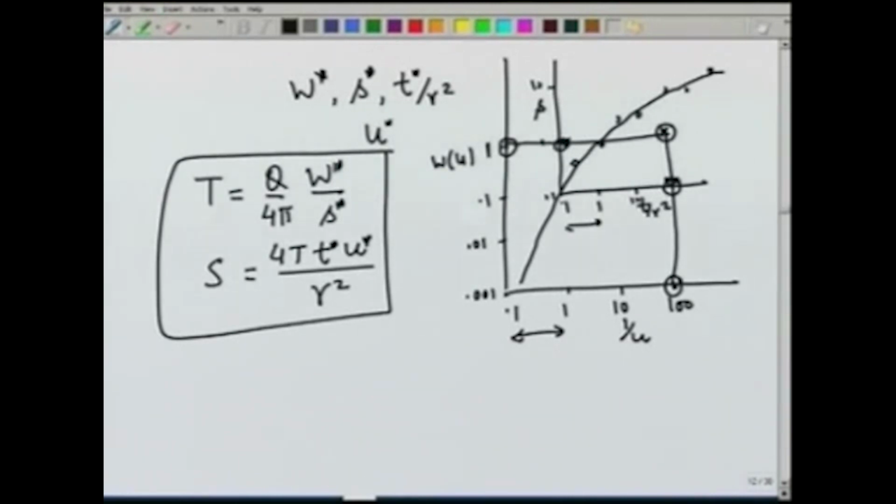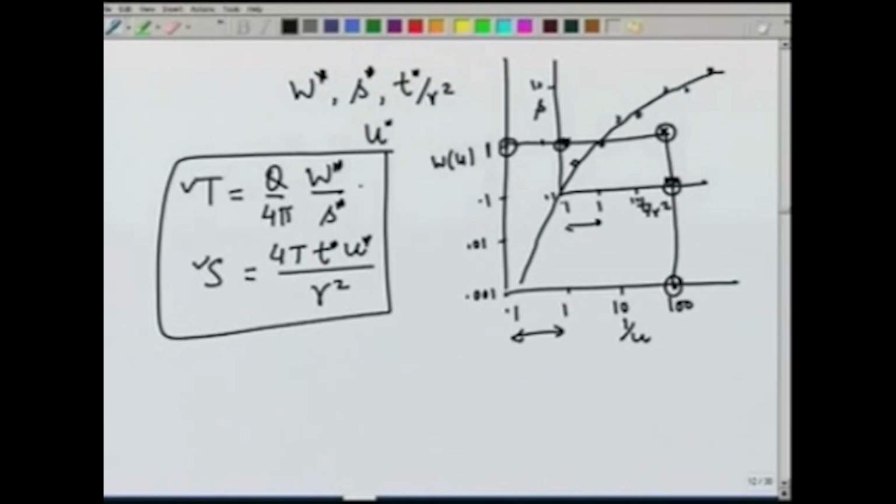So, once W star, S star, T star and U star are known, then T and S can be estimated. The only thing is that it is a graphical method, so there is some subjectivity involved in choosing or matching the type curve, but once it is matched, the computations are very straightforward. And as you can see, if we take W star as 1 and U star as 1, the computations become a little simpler. That is why typically we choose a point which gives us W star of 1 and U star also of 1. For that we can find out S star and T star and use this to get T and S.